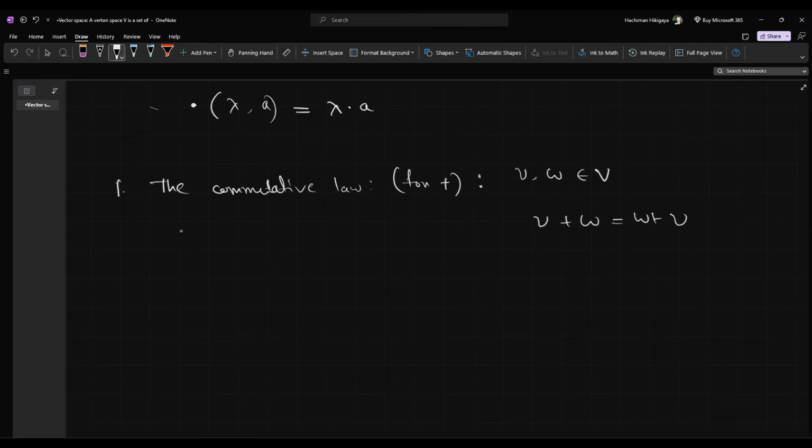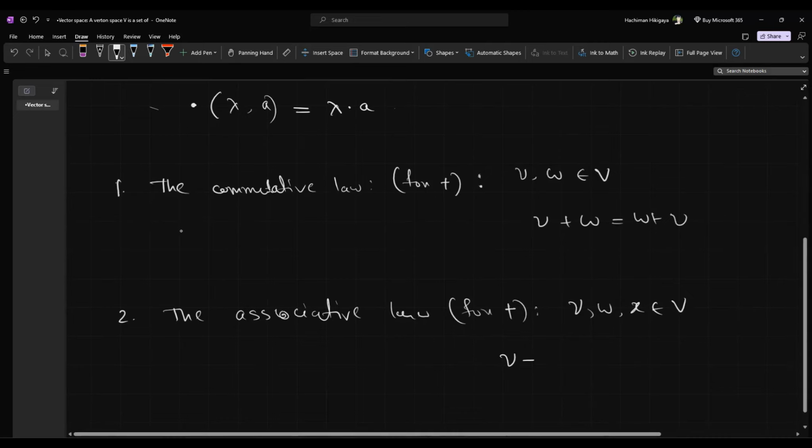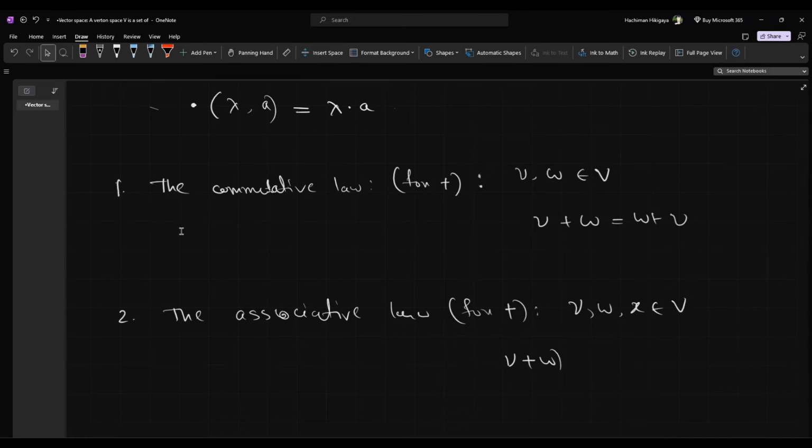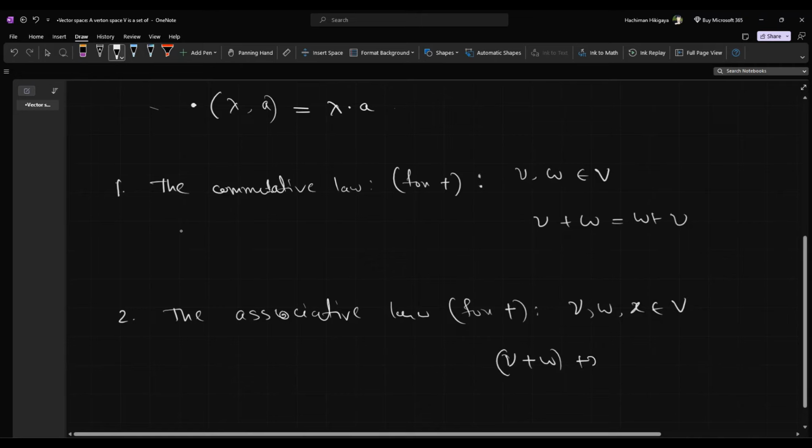Then we have the associative law for plus. If we have three elements from our vector space, v, w, and let's say x, in V, then (v plus w) plus x is the same as v plus (w plus x).